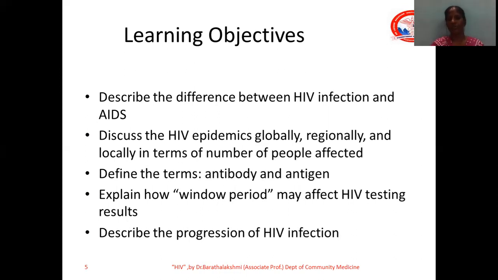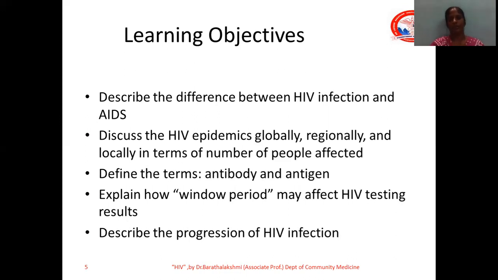Next, let us go into the terms antigen and antibody. Antigen is the active viral particle, which can be any part of the virus. It can be an envelope protein, or a core protein, or a DNA or RNA material. The antibody is the resistance or the helper cells which we elaborate against the infection or the antigen.